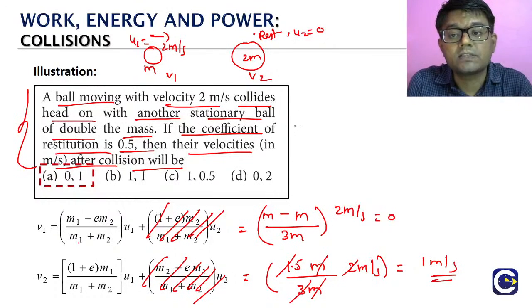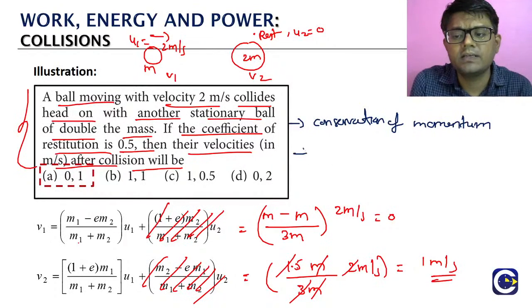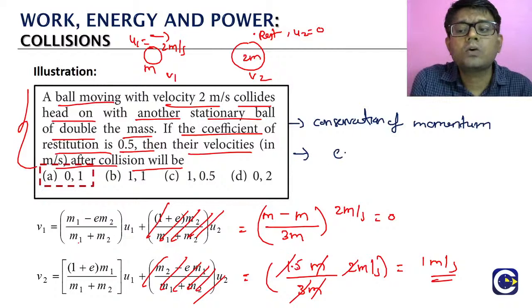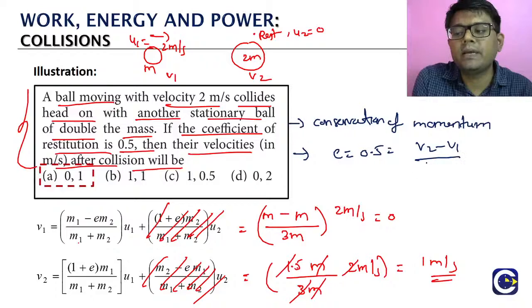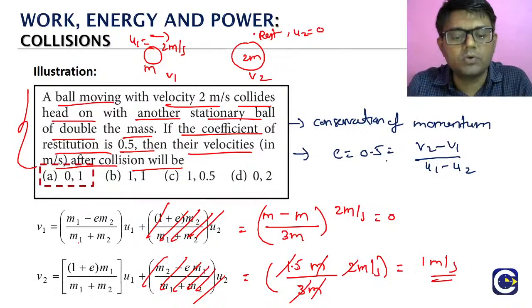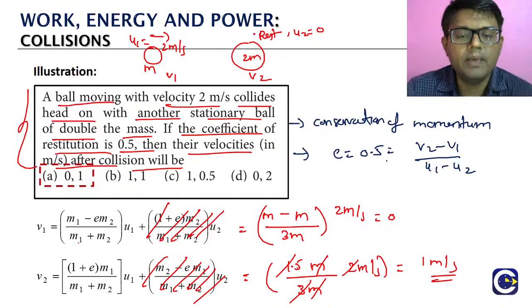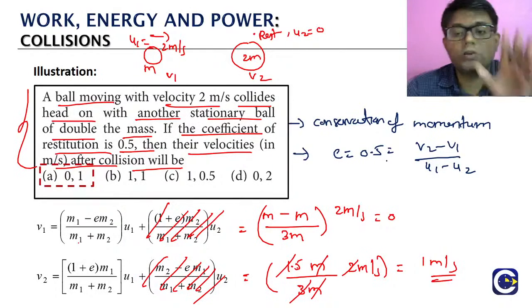The basic equations. What are those? Conservation of momentum. We have to apply the conservation of momentum. That will give us one equation. The second equation will be what? The coefficient of restitution formula. What is it? V2 minus V1 by U1 minus U2. Like that we will get the two equations. Solve them, and we will be able to get the V1 and V2 values. That way also we can do it.